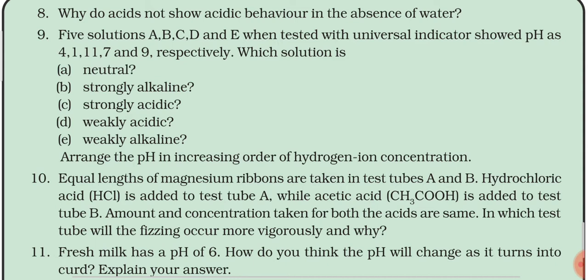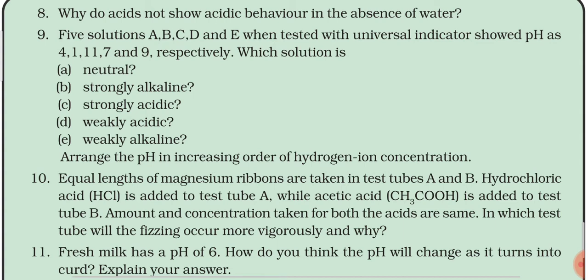So in test tube A, in which you have taken HCl, hydrochloric acid, which is a strong acid, in that test tube fizzing occurs more vigorously. The reason is that HCl is a strong acid. A strong acid means the concentration of hydrogen ion in HCl solution is much higher as compared to the concentration of hydrogen ion in the test tube containing acetic acid. So the higher the concentration of hydrogen ion, the more vigorously fizzing will occur, and that is why in test tube A you will observe that fizzing occurs more vigorously.